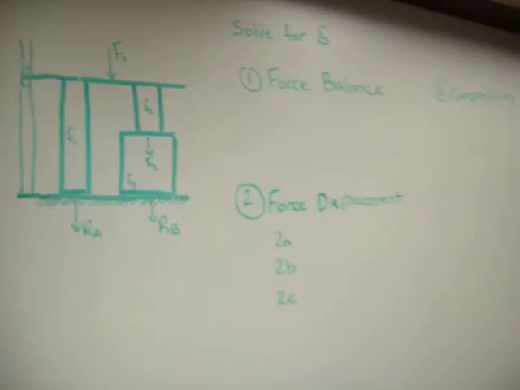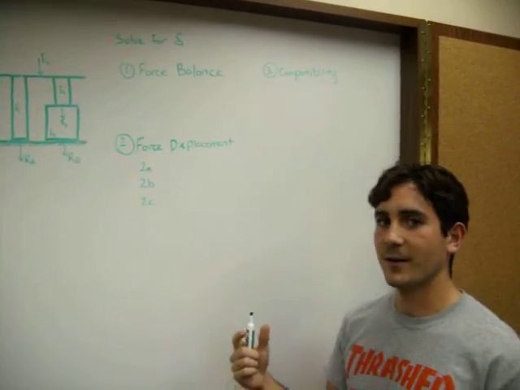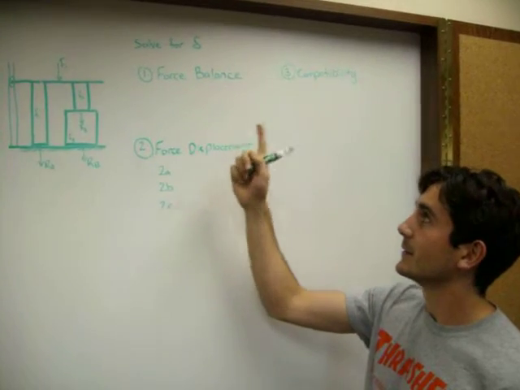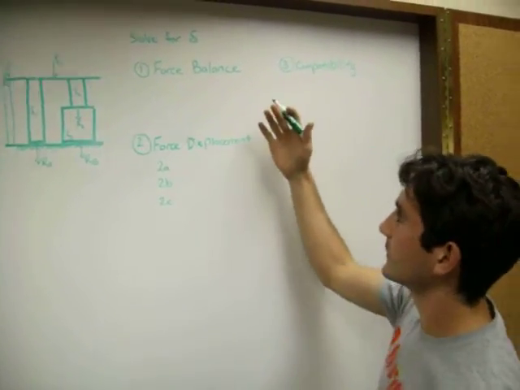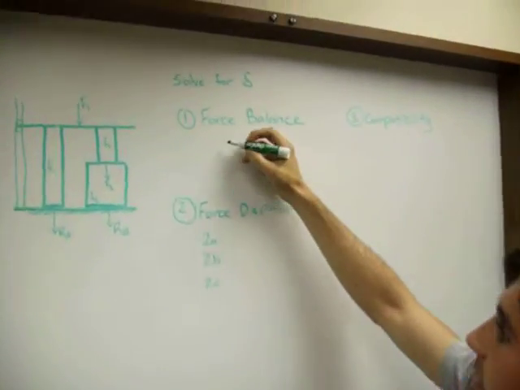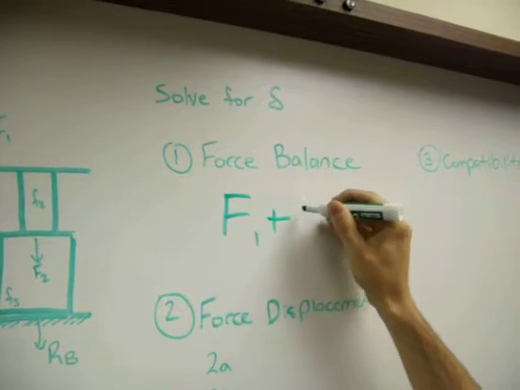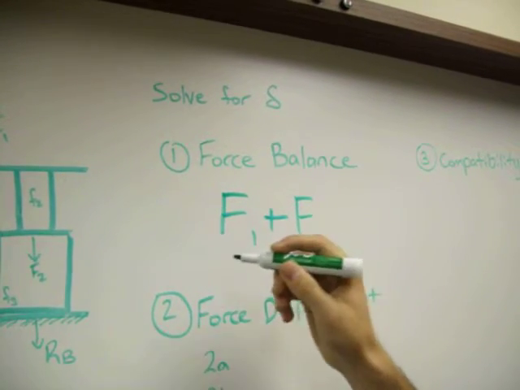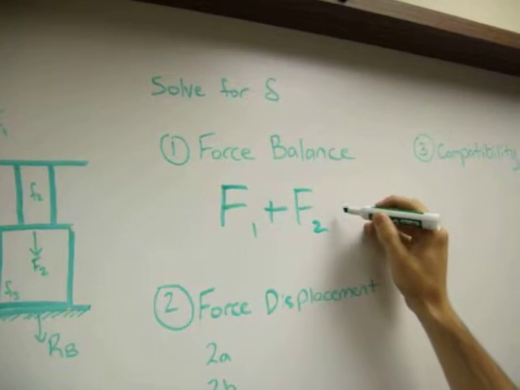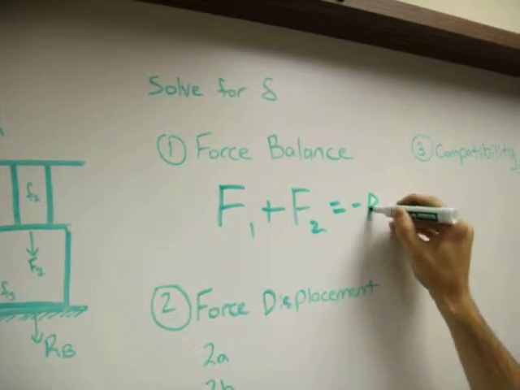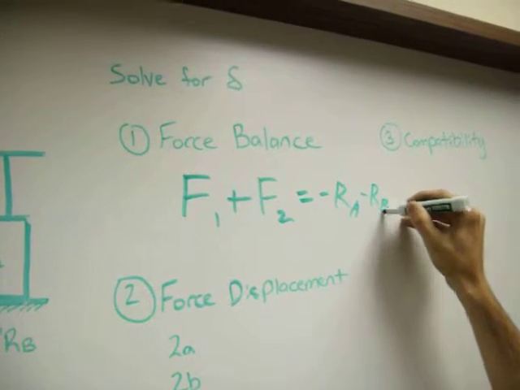And now we want to solve for the total displacement of the beams, and since they are on the track, the displacement will be the same for both of the beams. So first let's start with the force balance. We have the force 1 plus the force 2 in the middle of the beams on the right hand side there together, equaling the negative reaction at A minus the reaction at B.